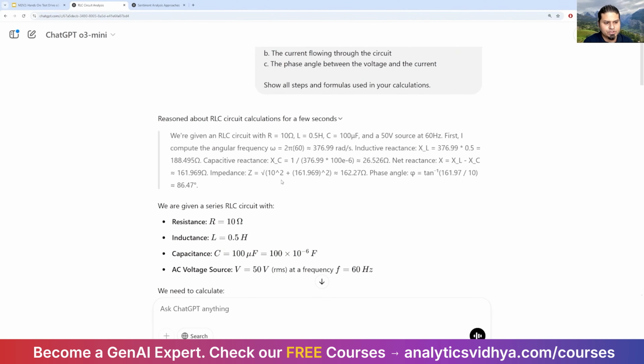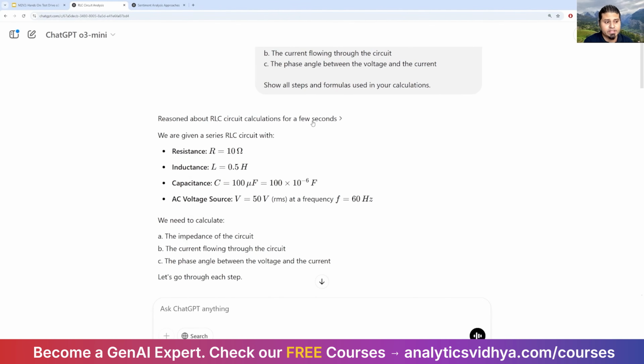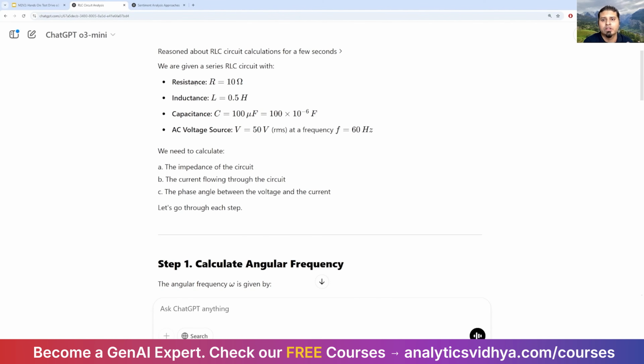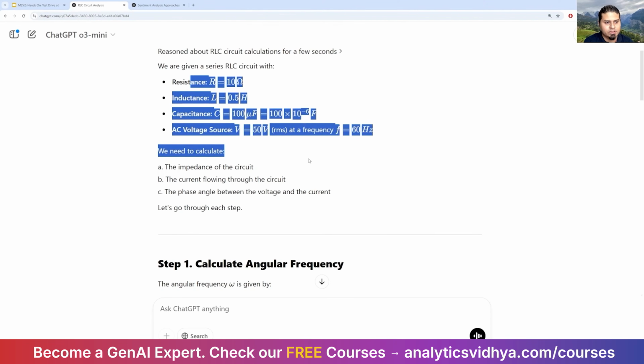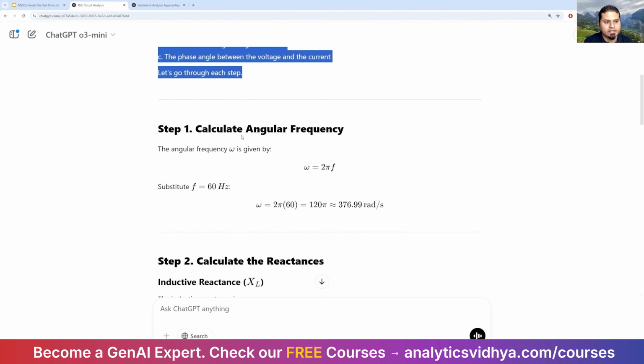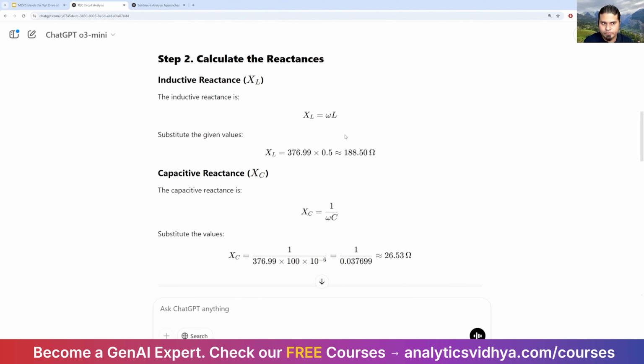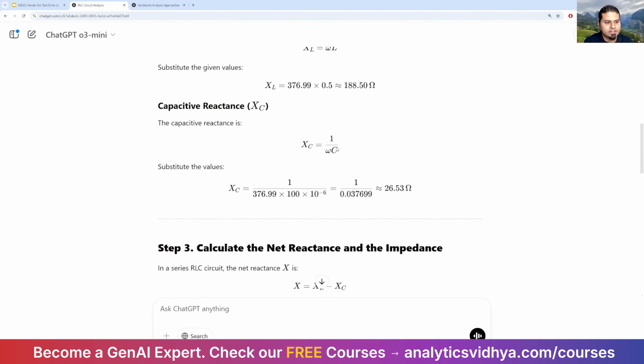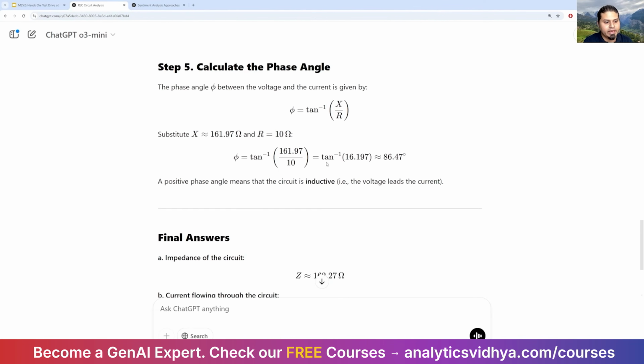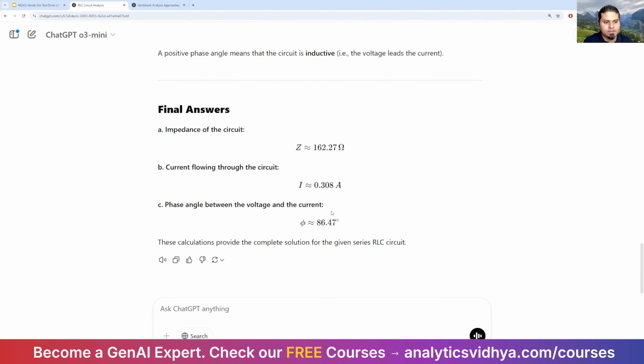And then it actually reasoned for just a few seconds, and then it started listing out all the relevant properties to start with first in terms of the different values, what it needs to calculate, and then it starts calculating it step by step, leveraging the relevant formula to calculate each of these values, and it gets the response, which is actually correct. So it does a pretty good job in solving this physics problem.